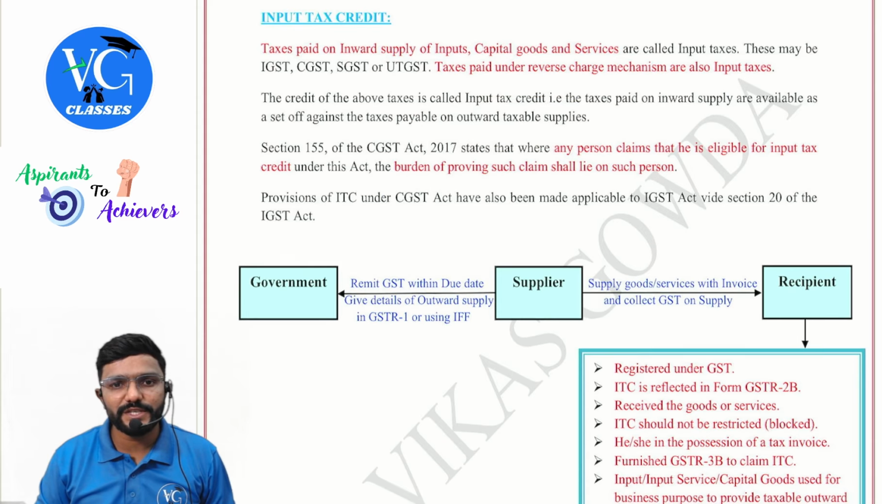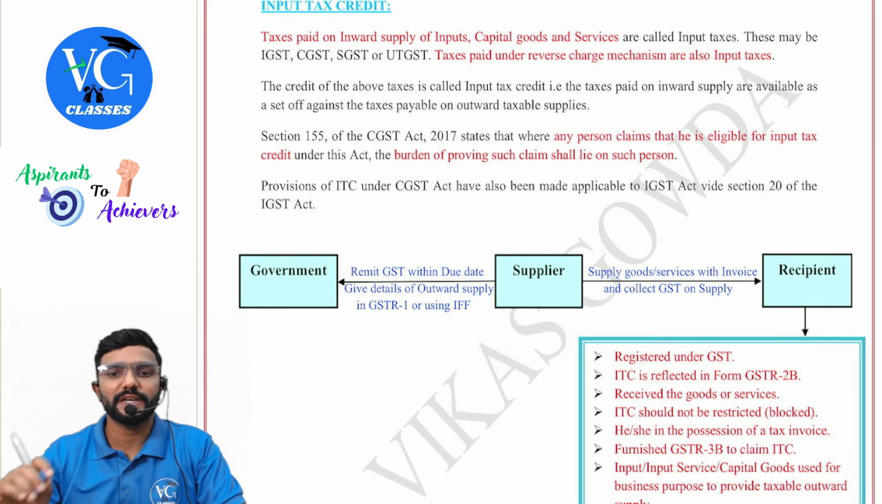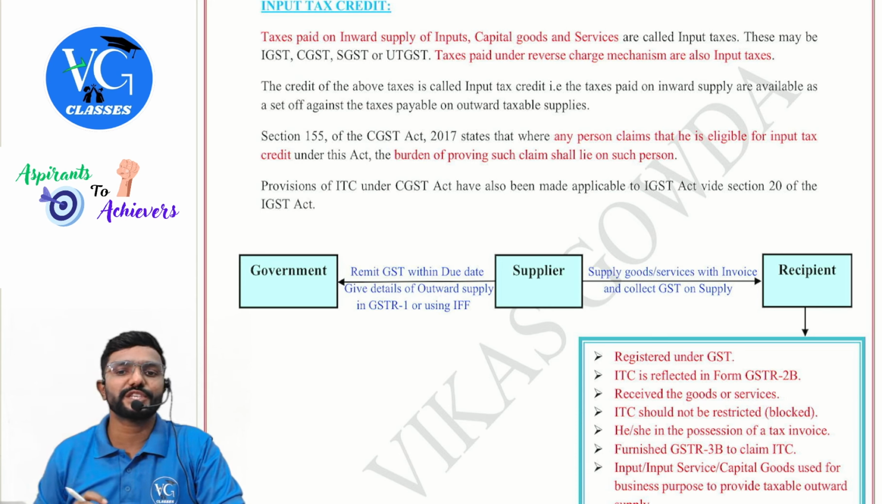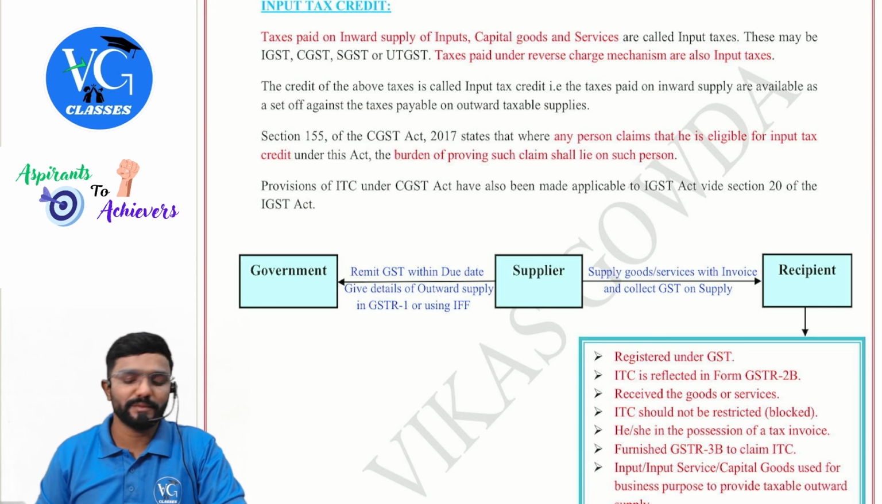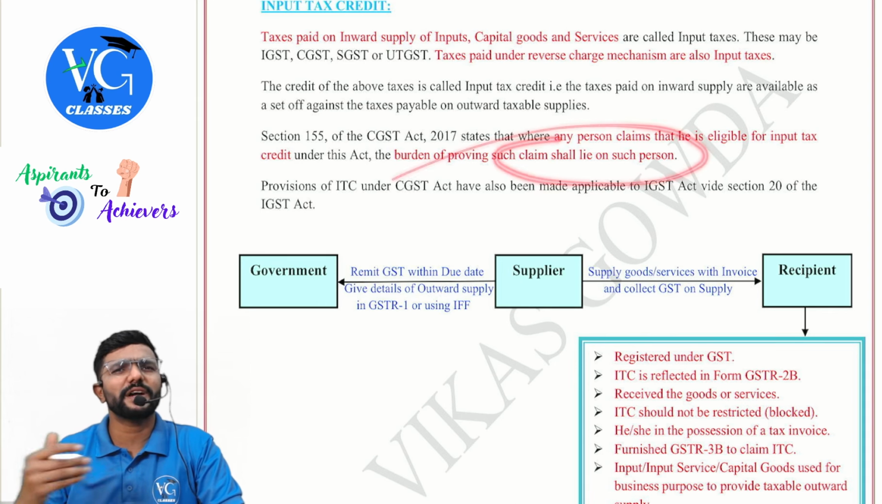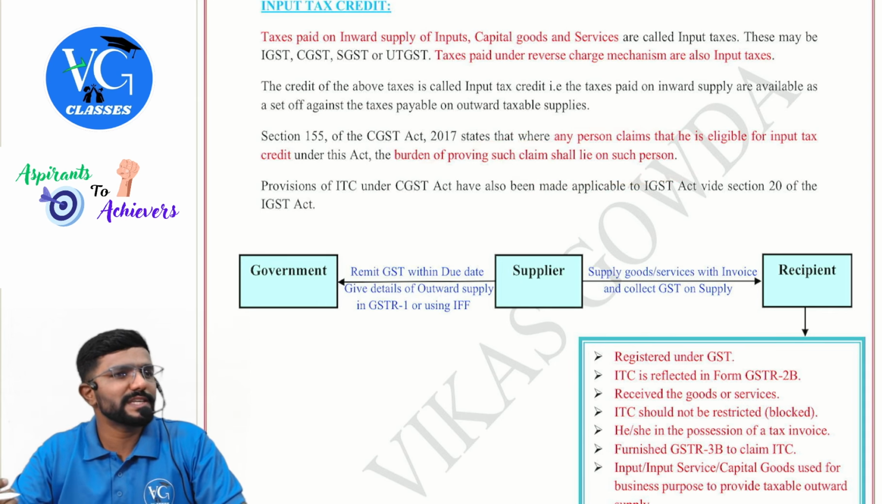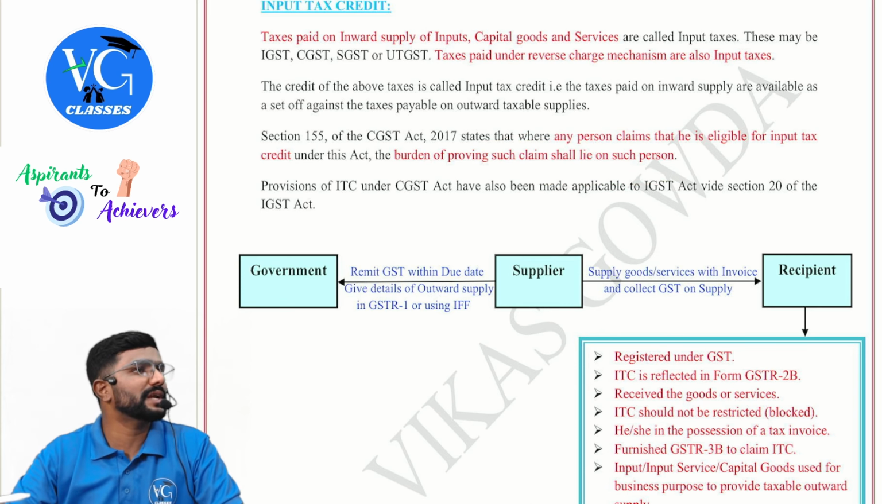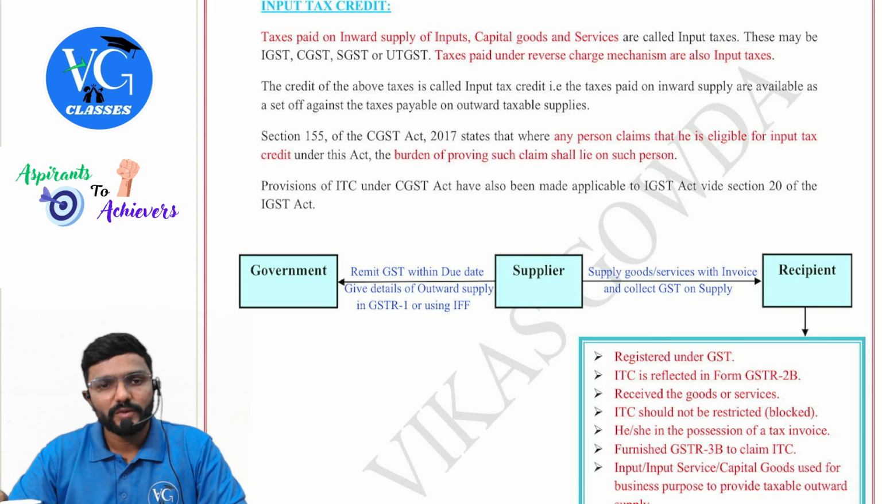Section 155 of the CGST Act, and 17, states that where any person claims that he is eligible for input tax credit under this Act, the burden of proving such claim lies on such person. Means, sir, if I am claiming a credit of, assume, 1 lakh, the onus is on me. The responsibility is on me to prove that, yes, I am eligible to claim the credit.